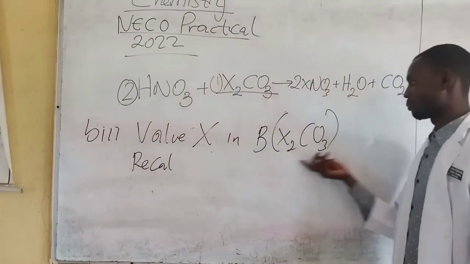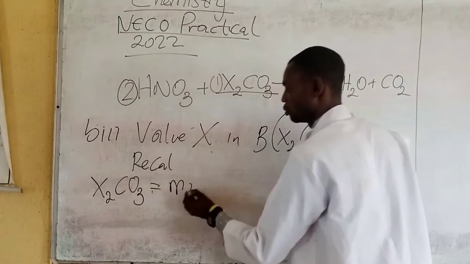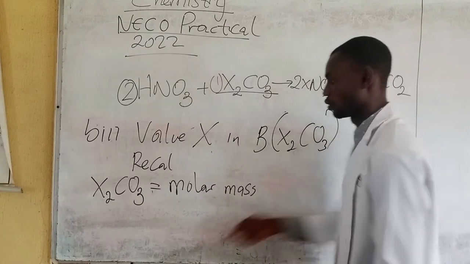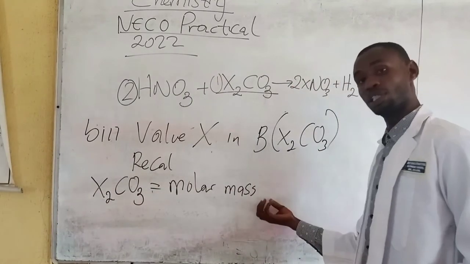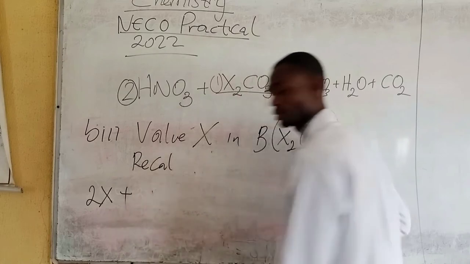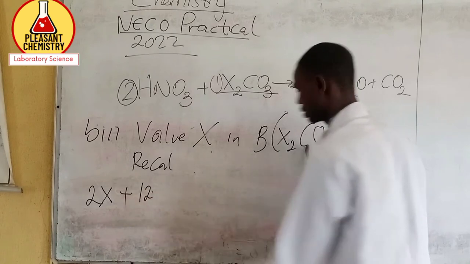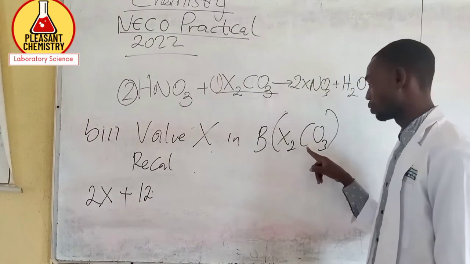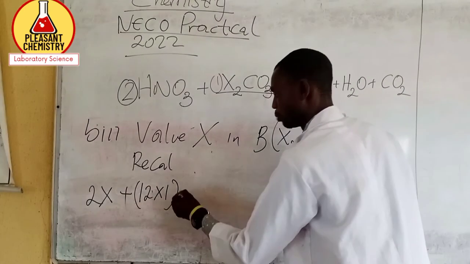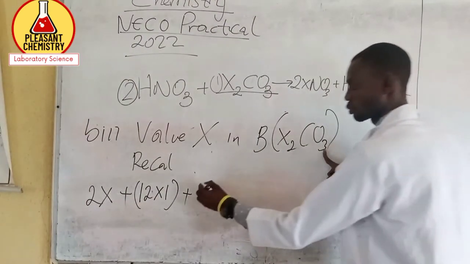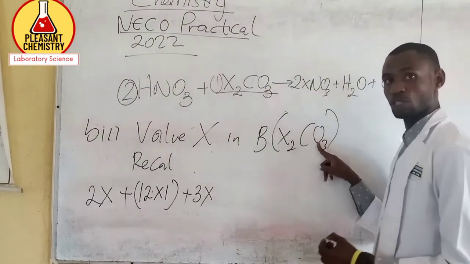recall that the total mass here is called molar mass. H2CO3 is equal to molar mass. Addition of everything here will give us the molar mass. So we are going to add all this together and equate it to the molar mass. We have 2x plus C. The atomic mass of C is 12, that's carbon. The atomic mass of carbon is 12 times 1, because we only have one atom of carbon here, plus we have 3 atoms of oxygen here, multiplied by the atomic mass of oxygen. Atomic mass of oxygen is what? It's 16.